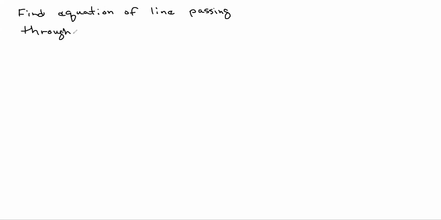So let's find the equation of the line passing through (-1, 2) and (1, 3).